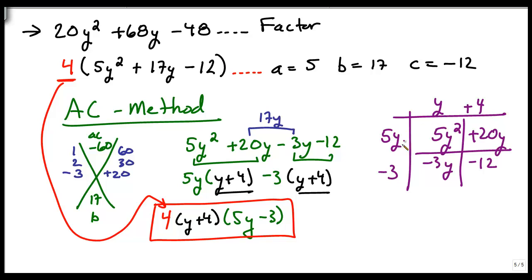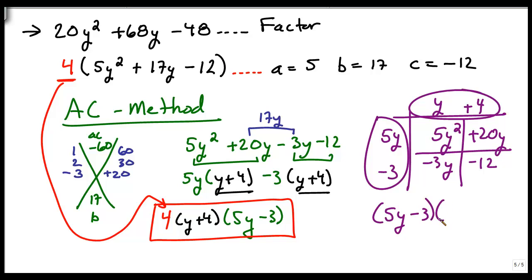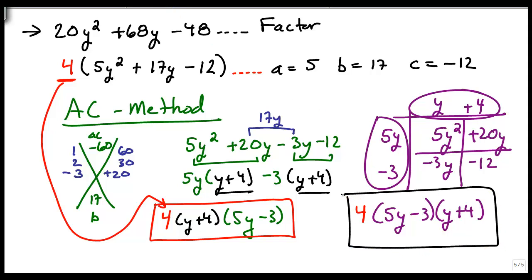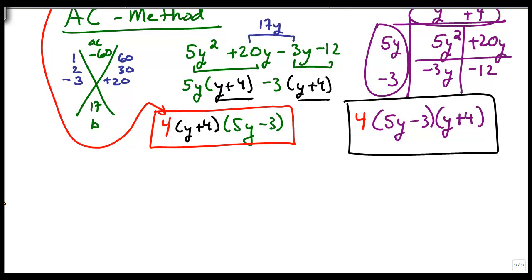Let's check our work. 5y times y is 5y squared. 5y times 4 is 20y. Negative 3 times y is negative 3y. Negative 3 times 4 is negative 12. So these are my factors, and I've already double checked my work, so I don't have to FOIL it to see if what I'm doing is correct. I just need to make sure that I include the 4, because without that 4 out front, it will be counted incorrect. So in this case, we needed to find that greatest common factor before we were able to use the AC method.